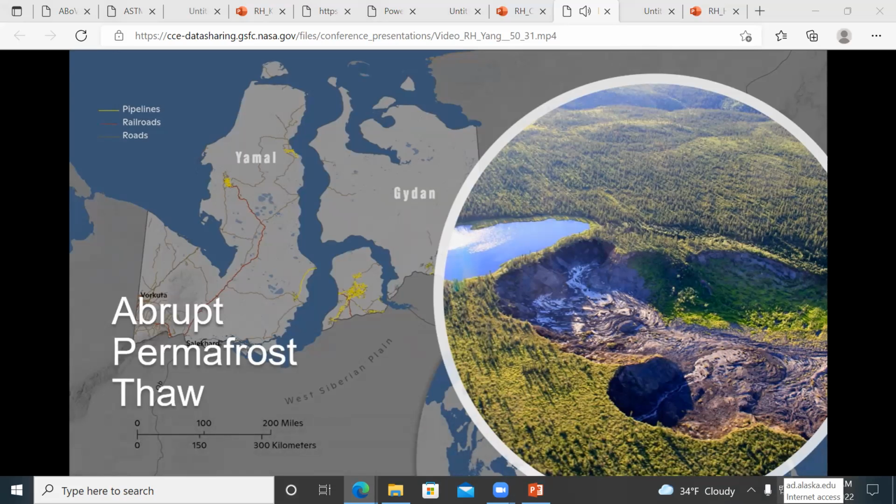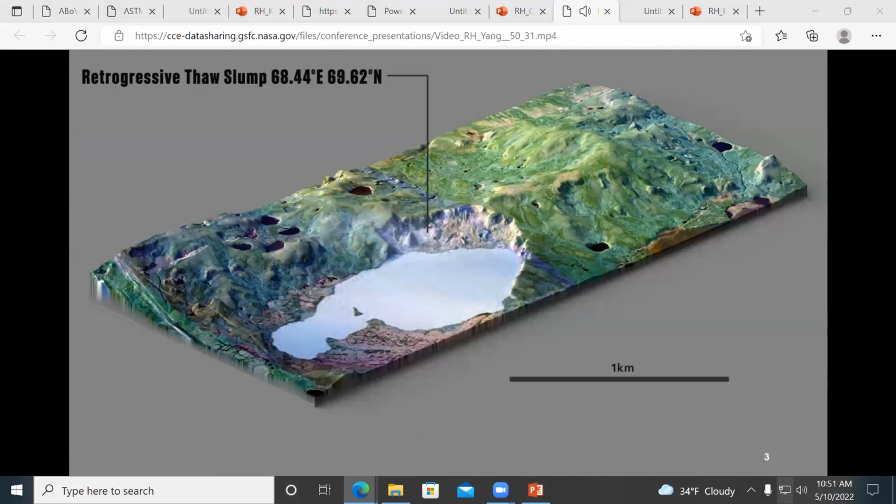And mapping RTS in those regions is very challenging because the RTS in this area are much smaller than those from other parts of the Arctic. This is an example of a typical RTS in this region, and our goal is to train a machine learning model using satellite imagery to map these slumps automatically.